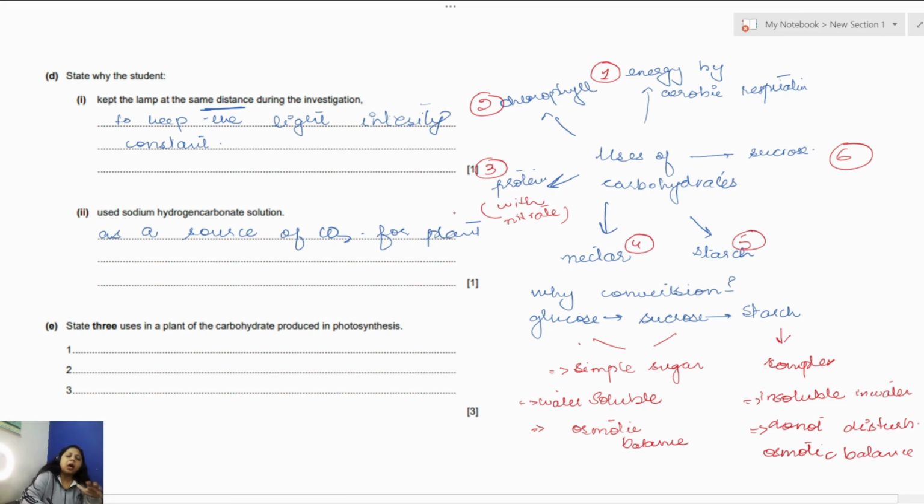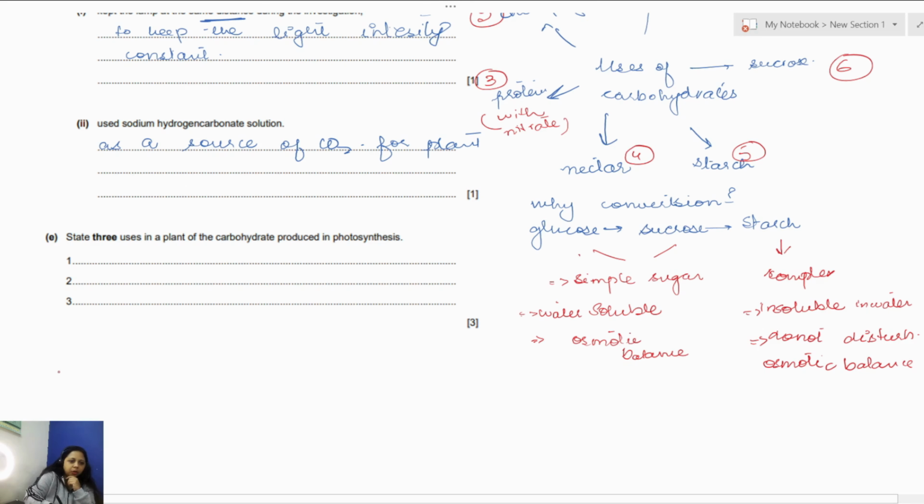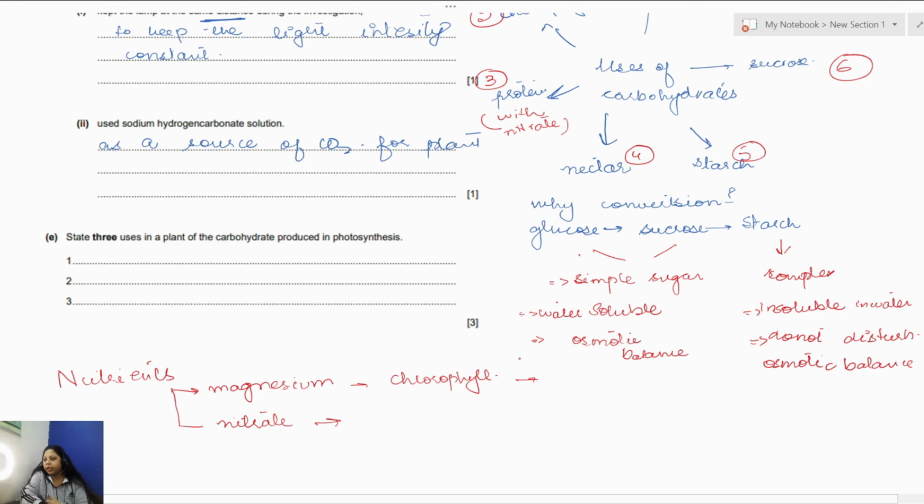Which nutrients are absorbed by plants from the soil? Let's talk about the importance of nutrients. There are two nutrients important in your syllabus. One is magnesium, other is nitrate. Magnesium is important for making chlorophyll. If there is no magnesium, the plant would turn yellow. There won't be photosynthesis. The plant won't grow because there is no photosynthesis. It cannot make food. It cannot produce energy.